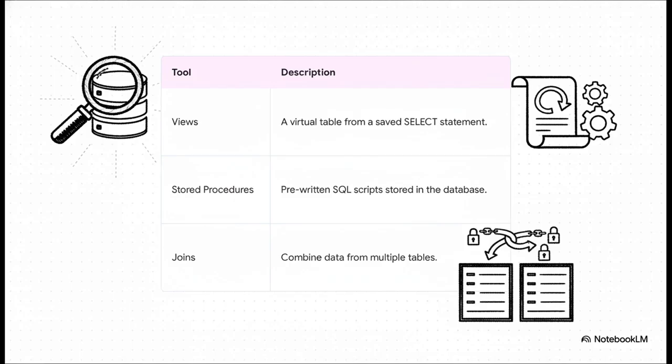But the real powerhouse here, that's joins. This is what makes a relational database relational. Joins let you connect the dots between different tables, like linking a user to all the products they've ever bought. This is the feature that turns simple lists into this powerful, interconnected web of information.